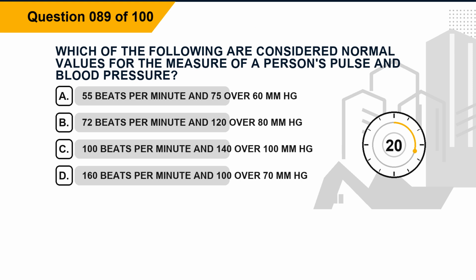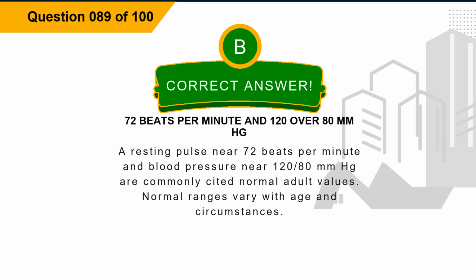55 beats per minute and 75/60 mm Hg. Option B, 72 beats per minute and 120/80 mm Hg. Option C, 100 beats per minute and 140/100 mm Hg. Option D, 160 beats per minute and 100/70 mm Hg. The correct answer is option B, 72 beats per minute and 120/80 mm Hg. Explanation: a resting pulse near 72 beats per minute and blood pressure near 120/80 mm Hg are commonly cited normal adult values. Normal ranges vary with age and circumstances.